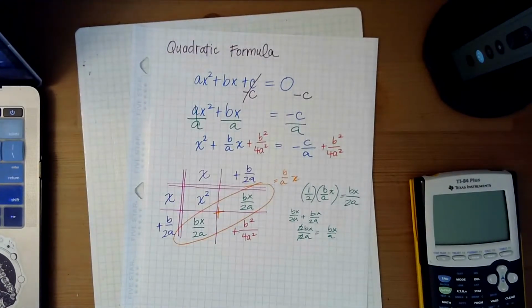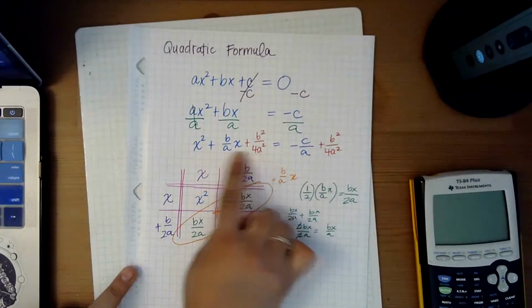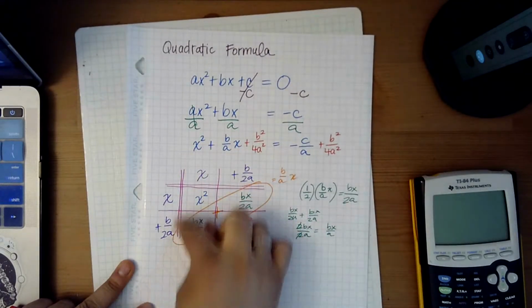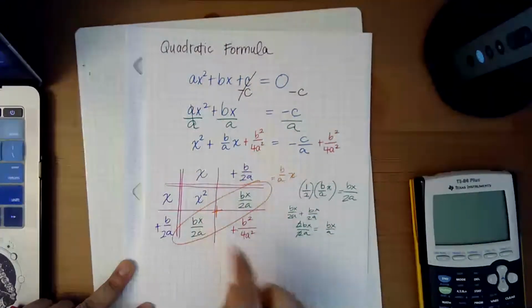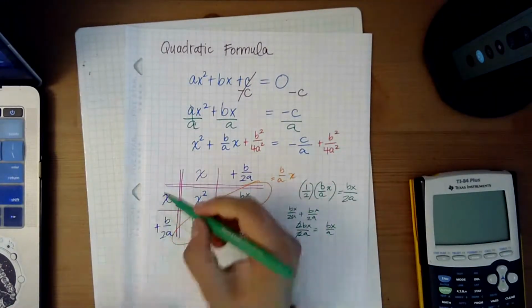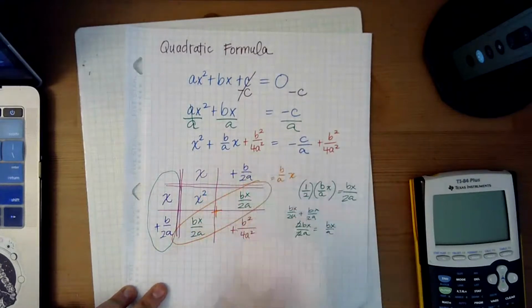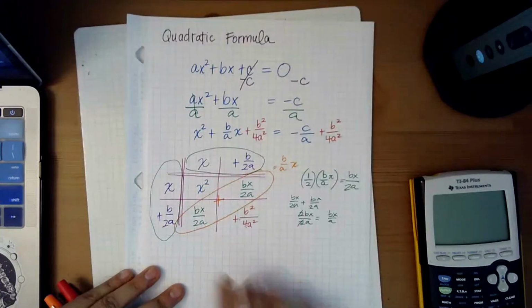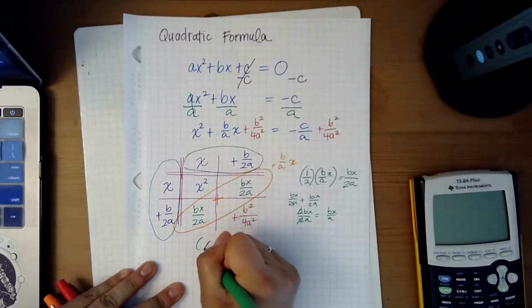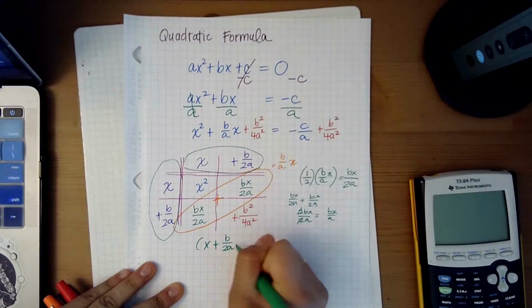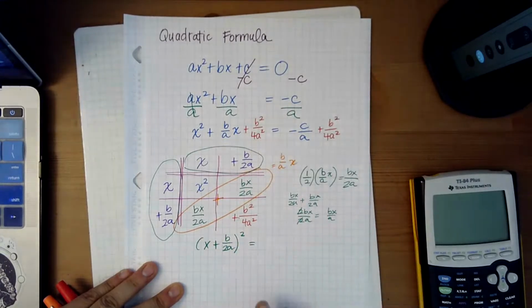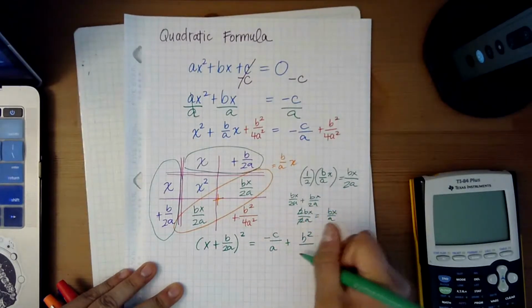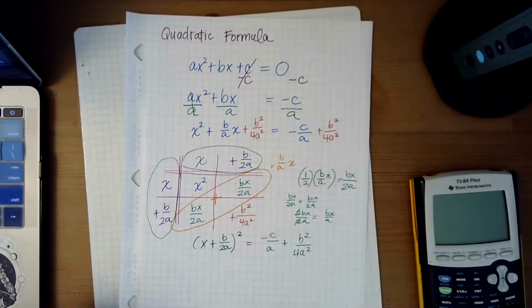Now I am able to take this little trinomial, because it has 3 terms, and write it in factored form, in its perfect square form. If you notice, this is x plus b over 2a, and this is x plus b over 2a. So now I'm able to write this as x plus b over 2a squared is equal to negative c over a plus b squared over 4a squared.